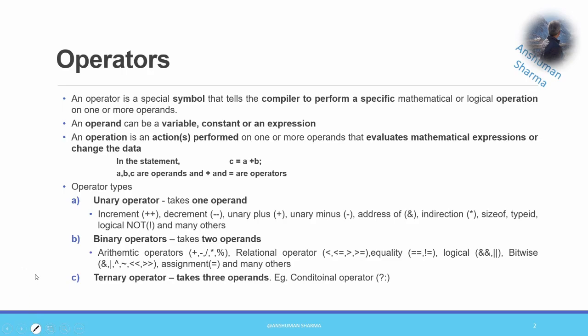So in a statement that you have often seen, like C = A + B or any other statement, A, B and C are operands and plus and equal to are operators. An operand can be a variable, it can be a constant, so you can write A + 10 also, and it can be an expression, like A + B is itself an expression which involves two operands A and B.